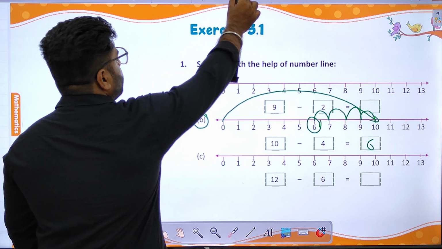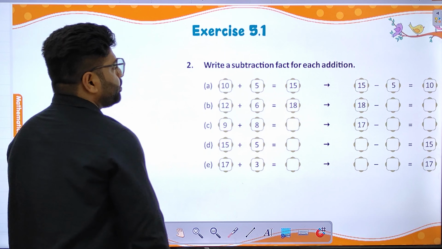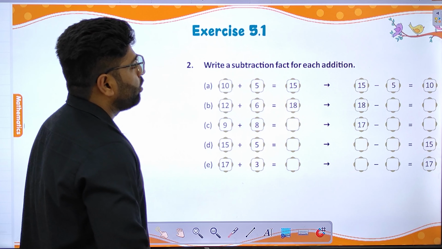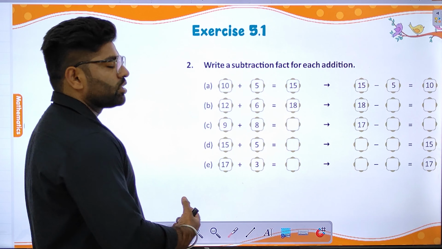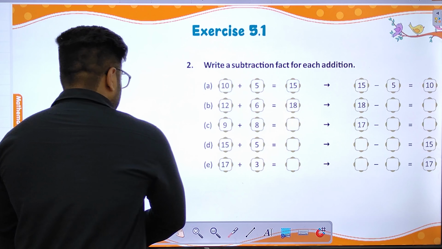Clear? Now move to our next question, question number 2. Write a subtraction fact for each addition. So we have discussed this inverse operation type.